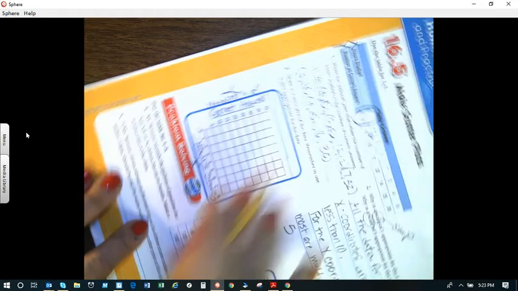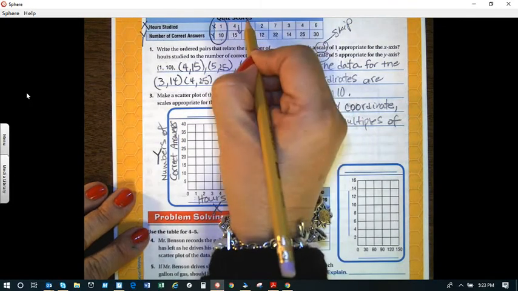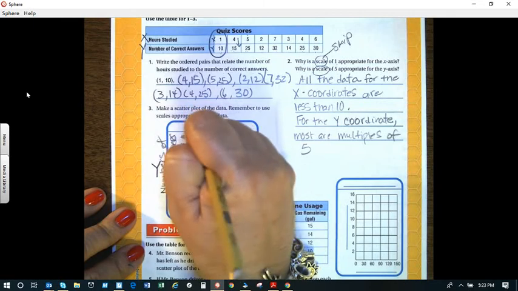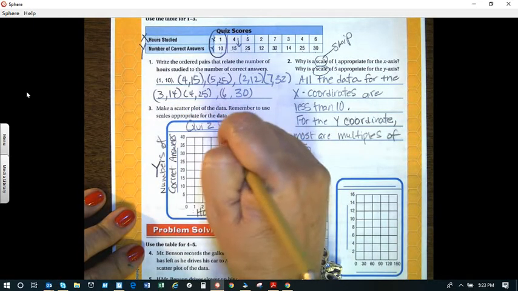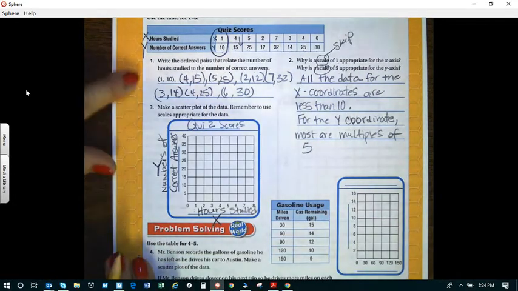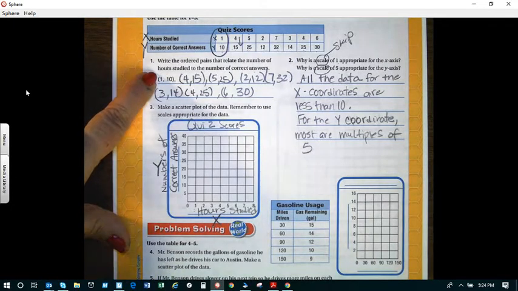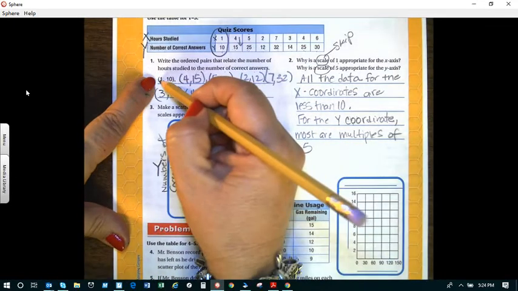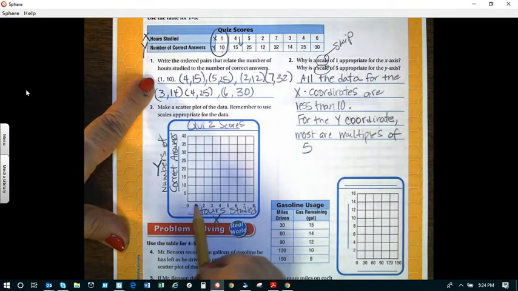My title, which I actually should have put first, but I didn't, is called Quiz Scores. So I got it up here. All right, and now I'm ready to plot. I'm going to take my first ordered pair. And we did ordered pairs way back a few weeks ago. For this ordered pair, I'm going to start on my x-axis, moving to the right 1, and I'm climbing to 10.